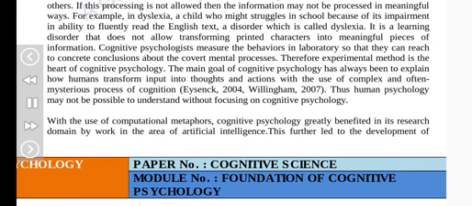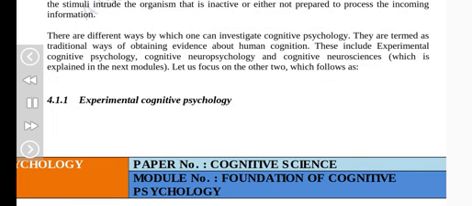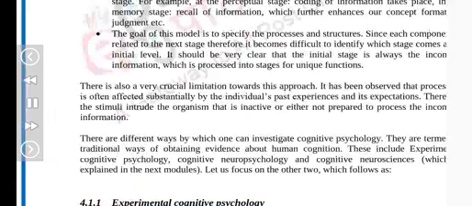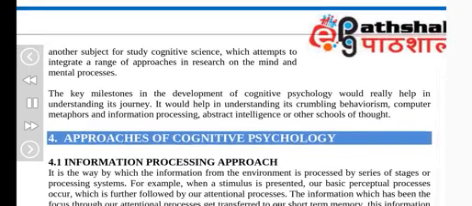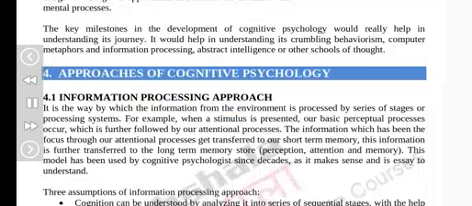With the use of computational metaphors, cognitive psychology greatly benefited in its research domain by work in the area of artificial intelligence. This further led to the development of another subject for study, cognitive science, which attempts to integrate a range of approaches in research on the mind and mental processes. The key milestones in the development of cognitive psychology would really help in understanding its journey. It would help in understanding the crumbling of behaviorism, computer metaphors and information processing, abstract intelligence, or other schools of thought.